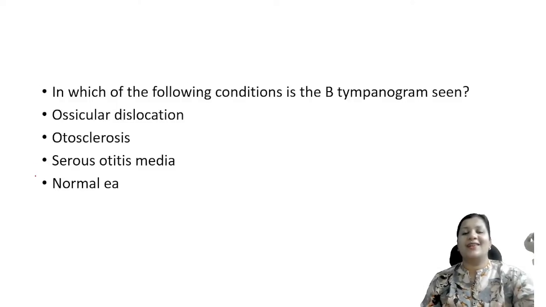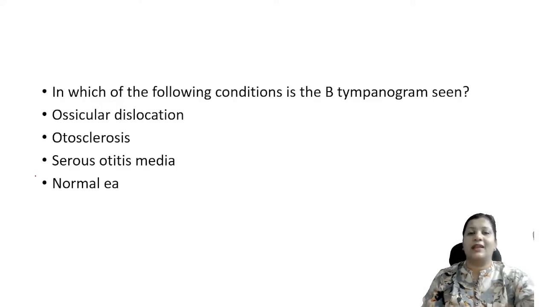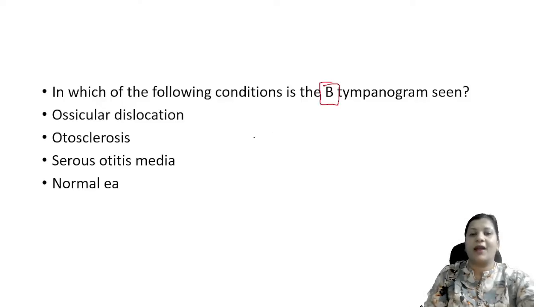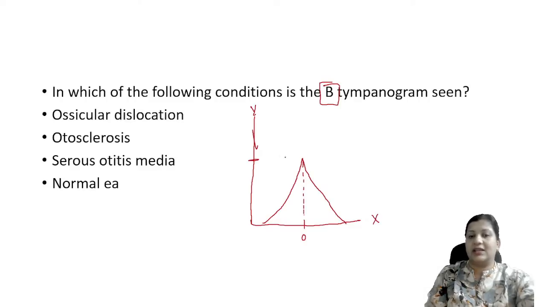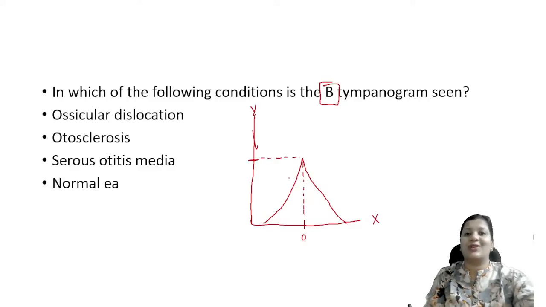In which of the following conditions is the B type of tympanogram seen? Ossicular dislocation, otosclerosis, serous otitis media, normal ear. Whenever we talk of tympanograms, I always give a quick shortcut for all of the learners. Take this as the x-axis, mark 0 in the midline, and take this as the y-axis and mark the midline of the y-axis as well. Now, if you have a graph with an ascending curve, a peak and a descending curve, see whether the peak is at 0 and whether it occupies half of the length on the y-axis.